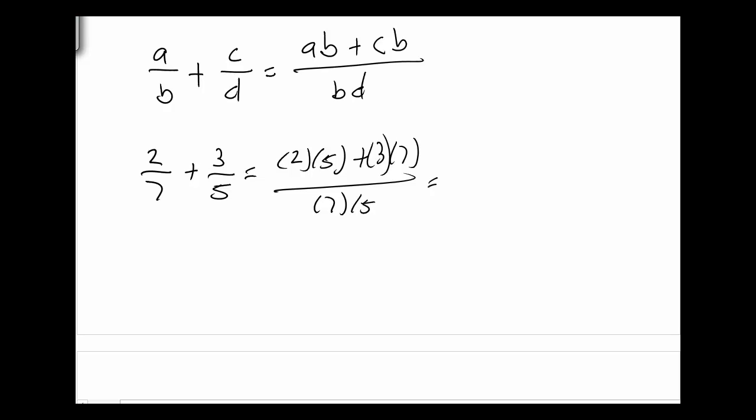And then we can just multiply and simplify from there. So that's 10 plus 21 over 35. Sorry, and that's 31 over 35. And then we could talk about simplifying or reducing if need be, but it sort of gets the point across.